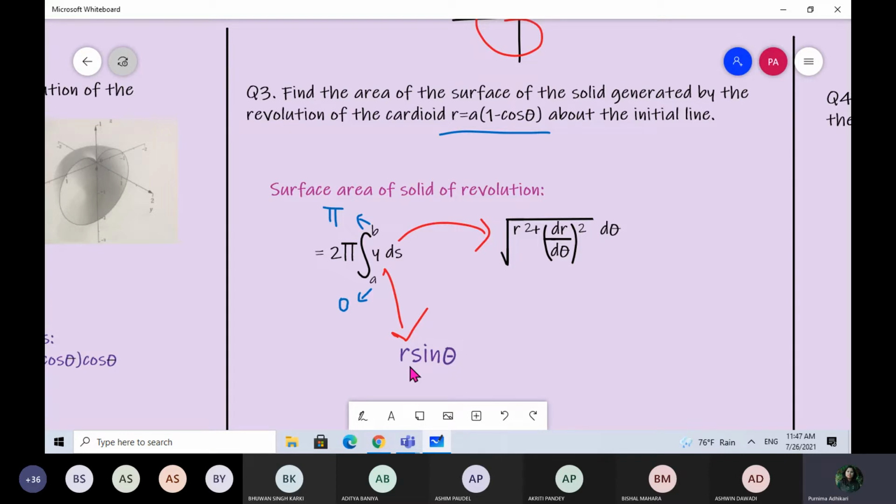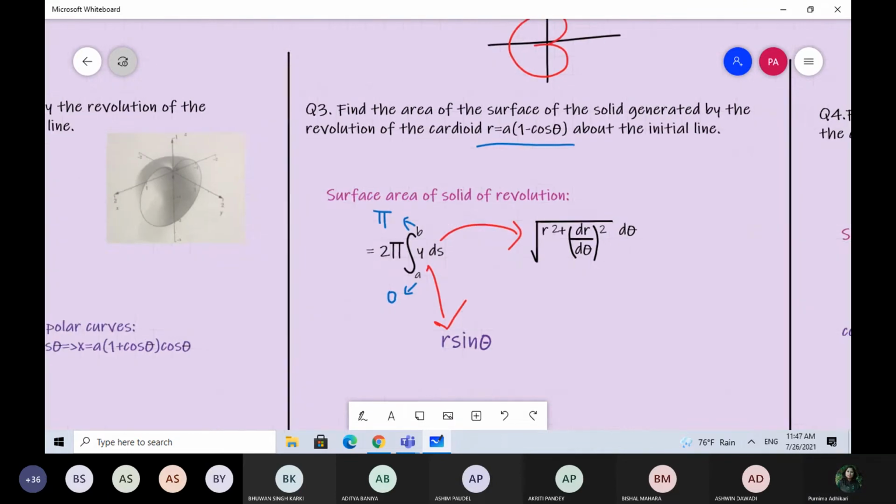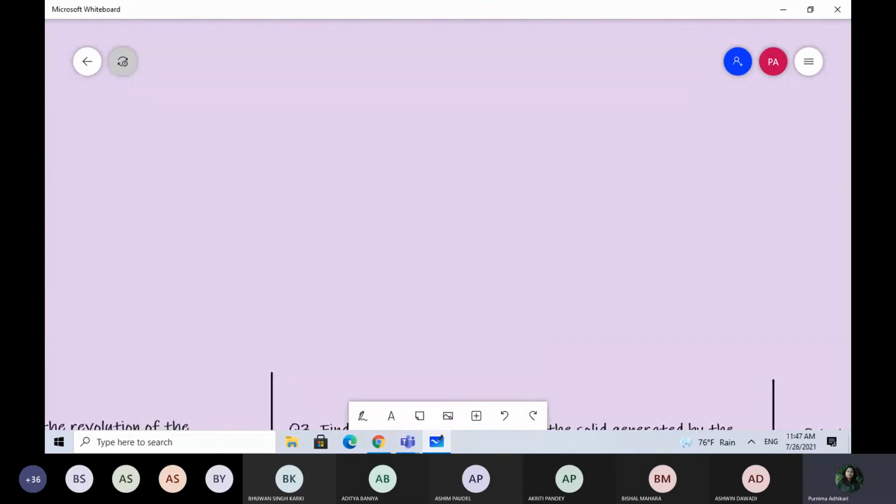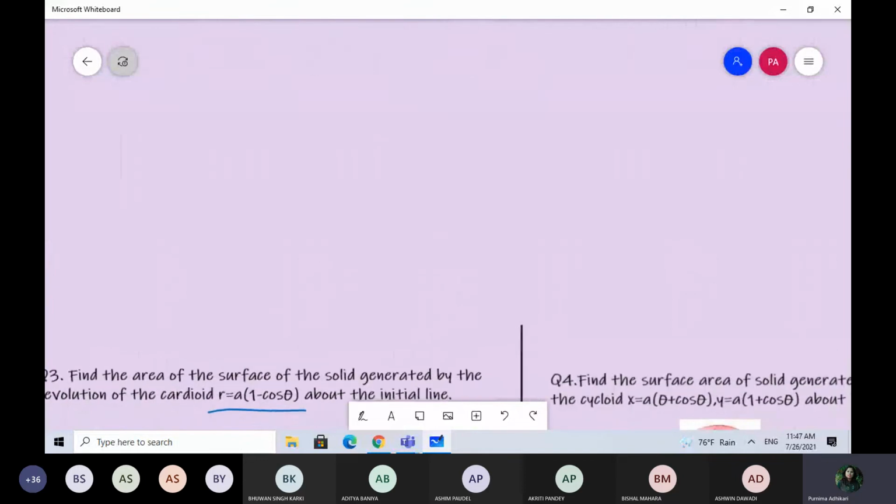Any doubt? How to use it? Any doubt to anyone? I assume there is no doubt. So let's look at the next one.